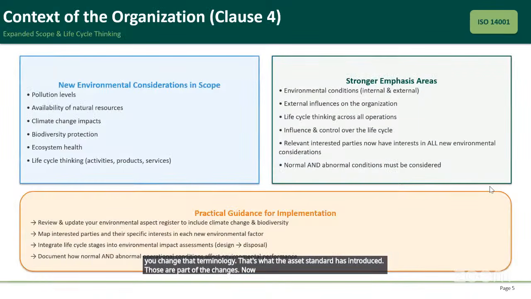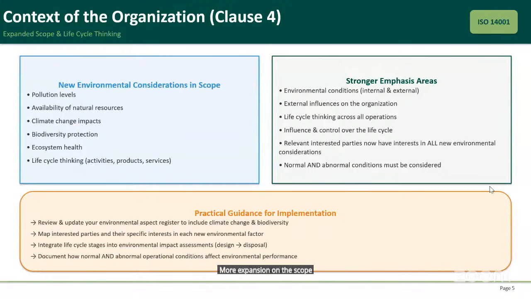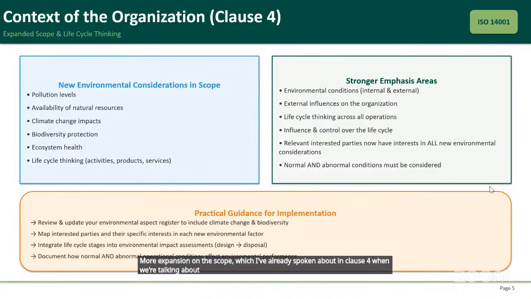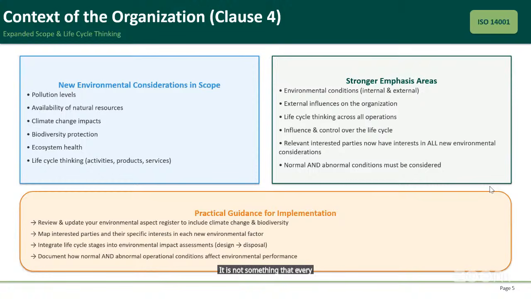Now, in context, in clause 4, there is more expansion on the scope, which I've already spoken about in clause 4 when talking about pollution level, biodiversity, and life cycle thinking. For environmental management system consideration in scope, there is now a deliberate effort that you must look at your pollution levels. It is not something that every organization must do. It was not explicitly mentioned in clause 4.1 before, but now in the new standard it is there. Climate change impact.